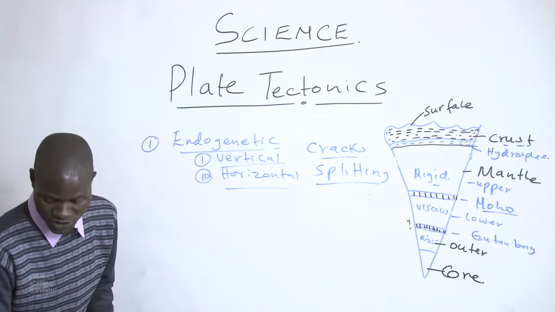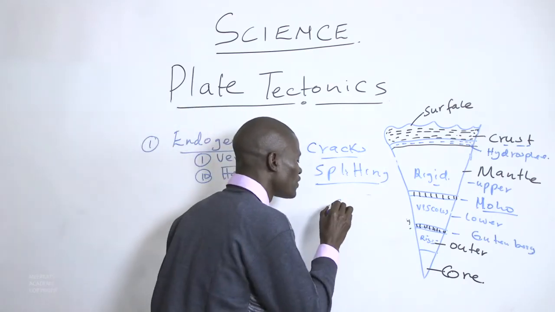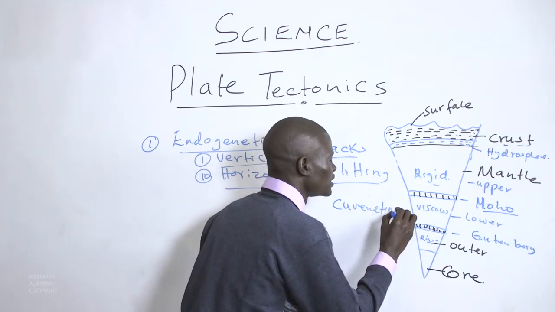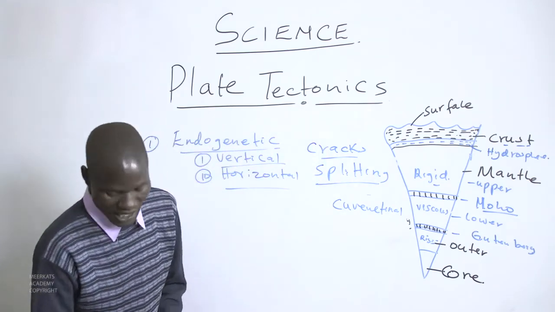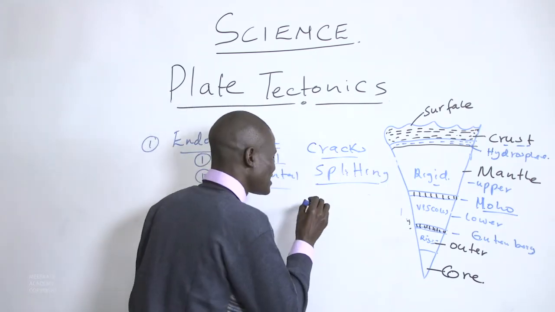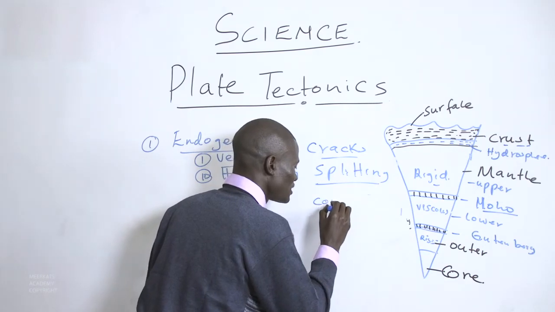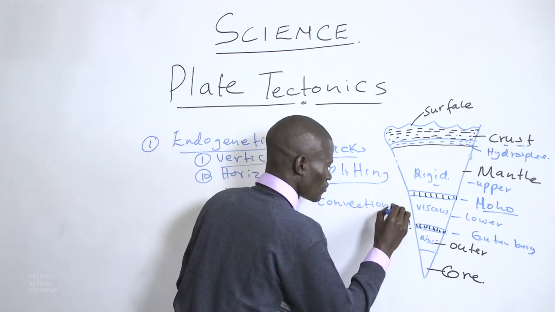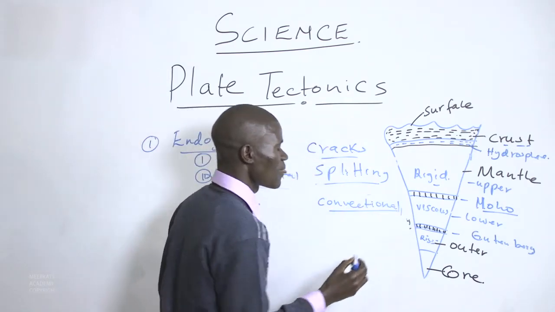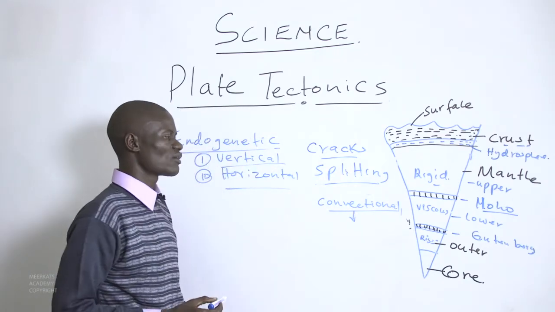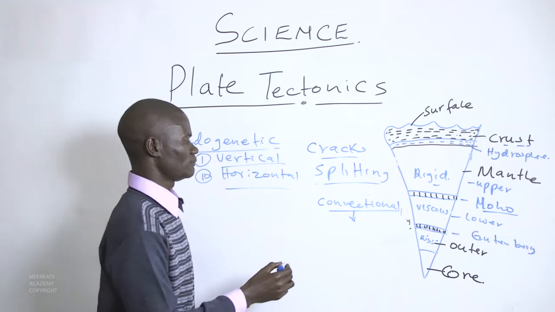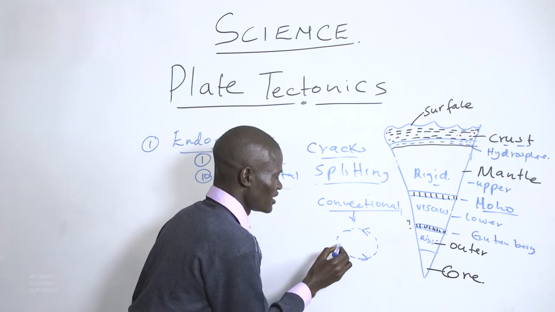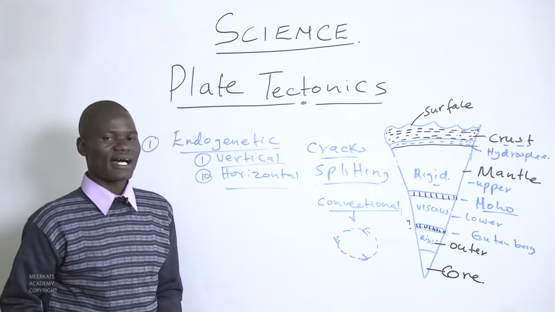And which force did he mention? He mentioned convectional currents. He mentioned the convectional current force as the force that is operating within the earth crust. When you are able to understand the convectional current, it is a circular motion of waves that is moving below the earth crust.